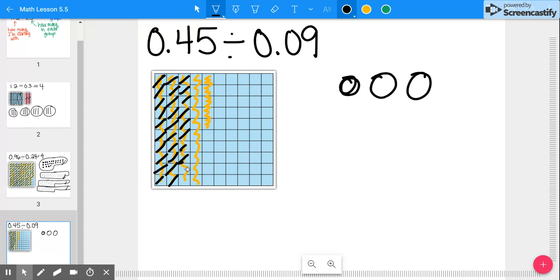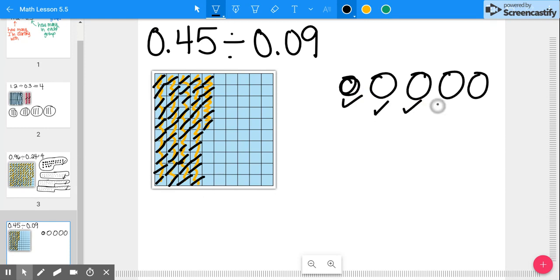I'm going to count again to 9 hundredths. I'm going to draw another circle to represent another group I've created. I'm going to do it again because I still have some cubes colored in yellow. And I'm going to draw a circle to represent another group that I have created. So now to find my answer, I just need to count the amount of groups I've created. So I have 1 group, 2 groups, 3 groups, 4 groups, 5 groups. So I was able to create 5 equal groups.